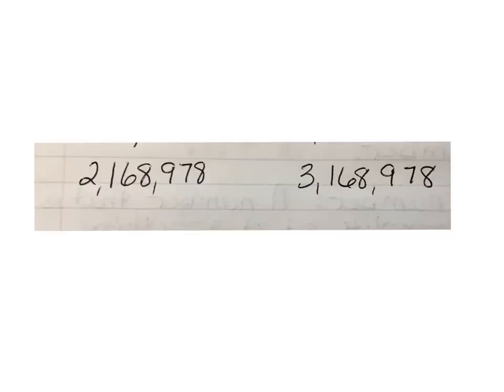Let's try another one. Ooh, we got something really big here. So let's count how many digits we have. 1, 2, 3, 4, 5, 6, 7. 1, 2, 3, 4, 5, 6, 7. Okay, so they both have the same amount of digits, which means that their place values are going to line up. So then we start at our biggest place value. Ones is our smallest. Over here we have millions. Here I have 2 million. Here I have 3 million. Which one is going to be bigger? Hopefully you said 3 million.